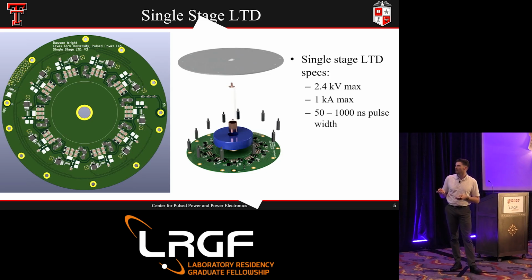So for a single stage, we got 2.4 kV max, 1 kiloamp max, and a 50 to 100 nanosecond pulse width. It was supposed to be 3 kV originally, but I kept breaking the capacitors. These little ceramic capacitors cannot take the dV/dt, so they would physically explode when we fired them. We had to find a different capacitor at a slightly higher voltage that could handle the actual stress it was being put under.